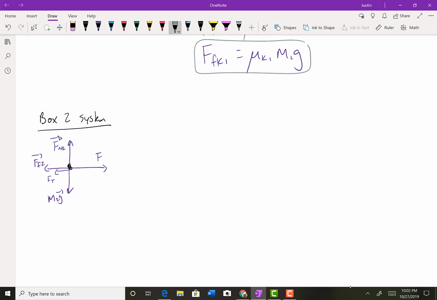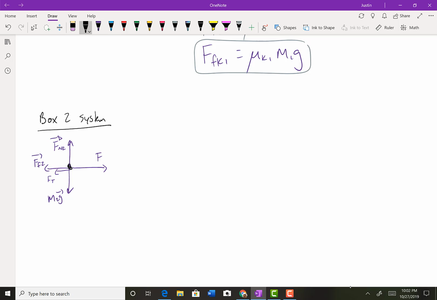But for this system, in the vertical direction, there's the normal force from the ground on block 2 pointing up, and the weight from the earth on block 2 pointing down. There'd be the force F pointing to the right. There'd be a tension force pointing to the left from the rope or the string, and then also a friction force from the ground on block 2 pointing to the left.